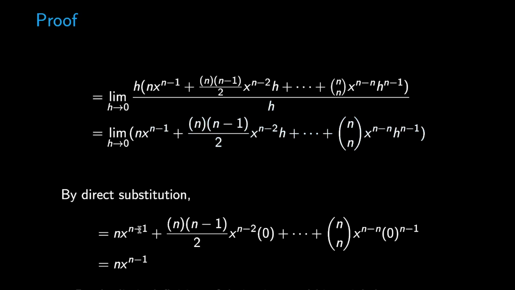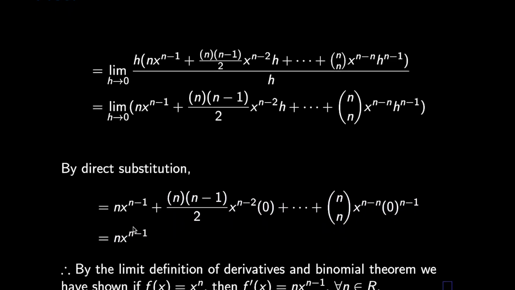n times x raised to n minus 1 plus n times n minus 1 over 2 times x raised to n minus 2 times 0. This is just basically 0. And the last term is even 0 as well, because 0 raised to any real number is just 0. So all of these are disregarded now, and we're just left with n times x raised to n minus 1.